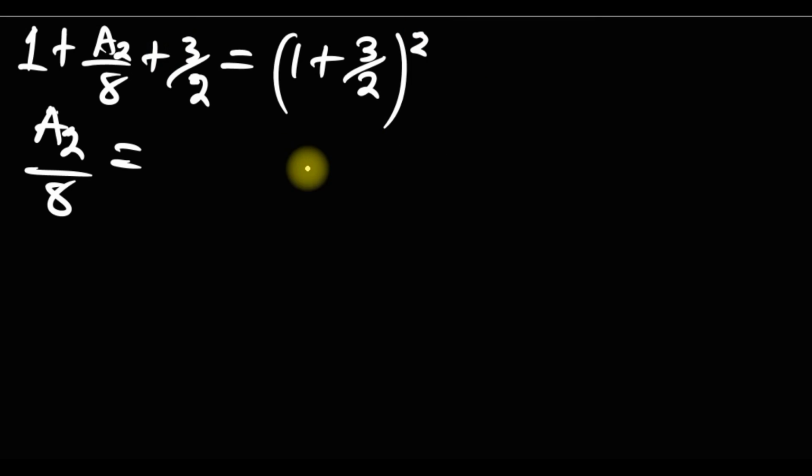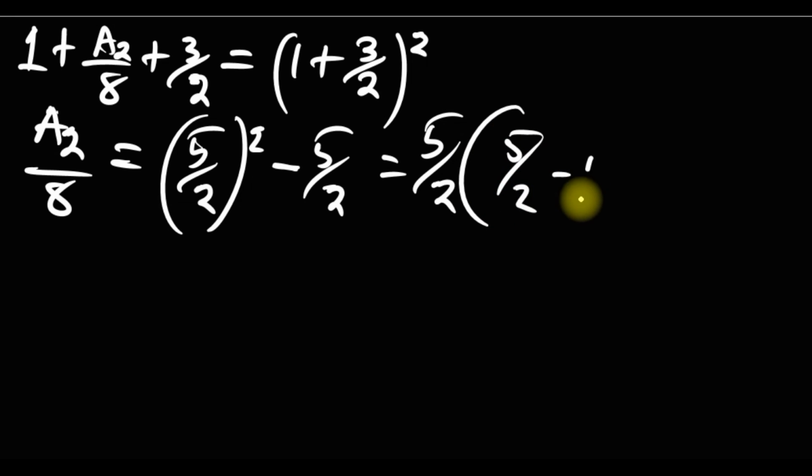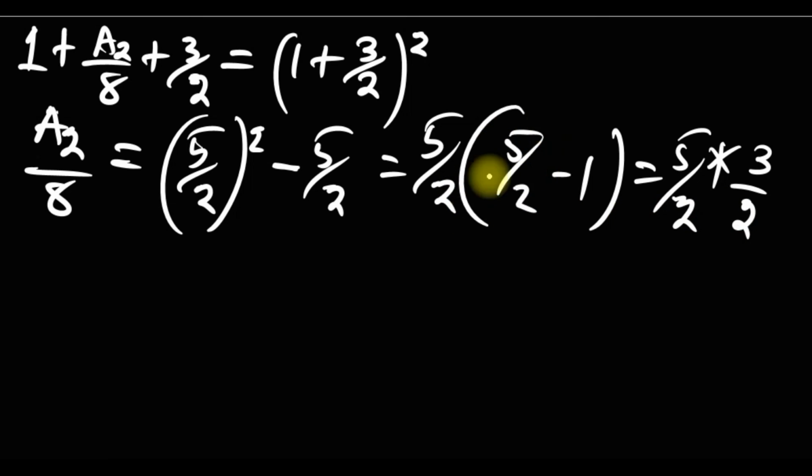So the 1 plus 3 over 2, which is 5 over 2, moving to that side becomes negative: minus 5 over 2, and this is 5 over 2 squared. You can factor out 5 over 2, remaining with 5 over 2 here and 1 here. They have 5 over 2 common, so bringing out 5 over 2, we are left with 5 over 2 here and 1 here. And this is 5 over 2 times 3 over 2, because 2.5 minus 1 is 1.5, which is 3 over 2.